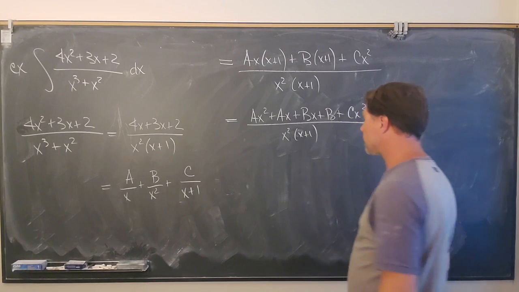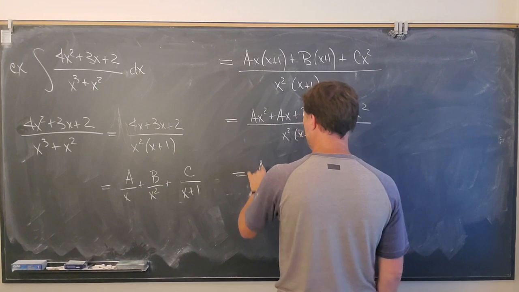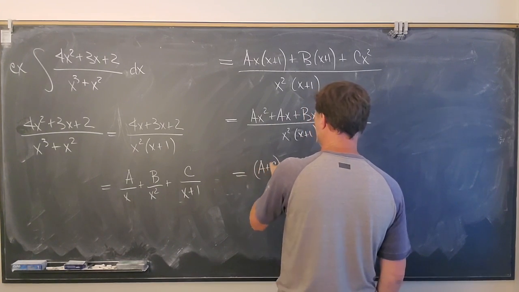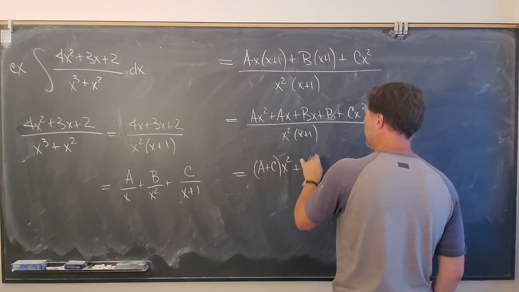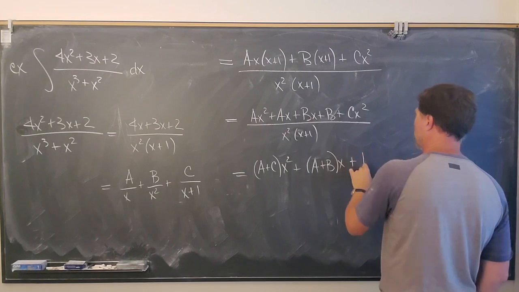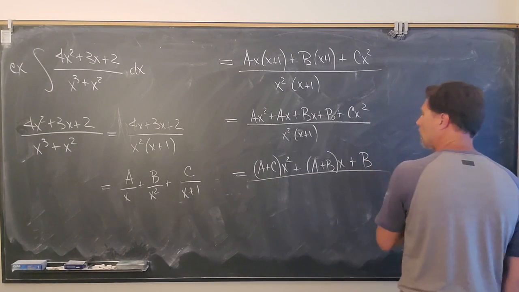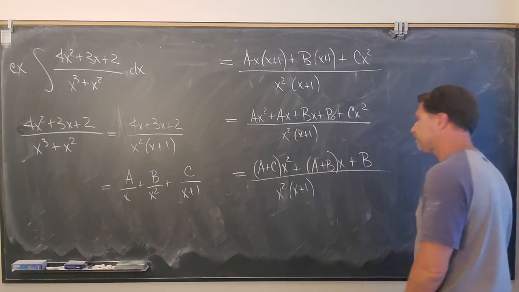And now we group the terms. So this will be a plus c times x squared plus a plus b times x plus b all over x squared times x plus 1.